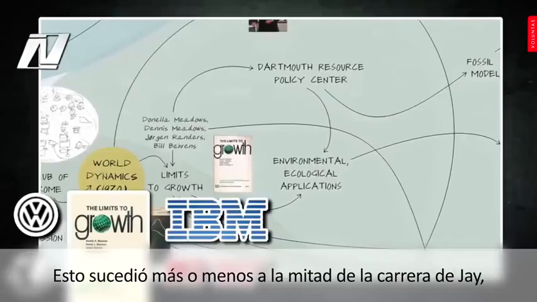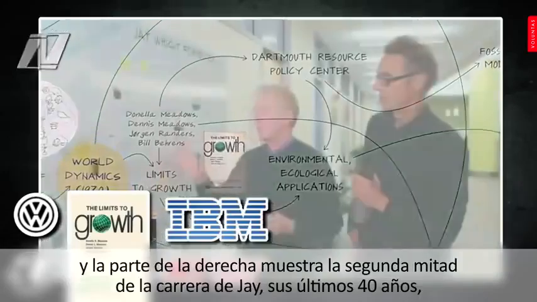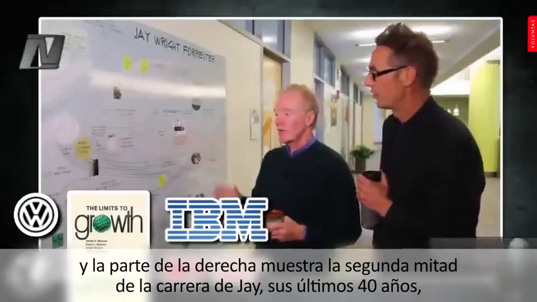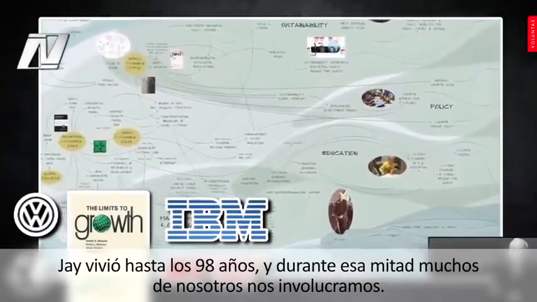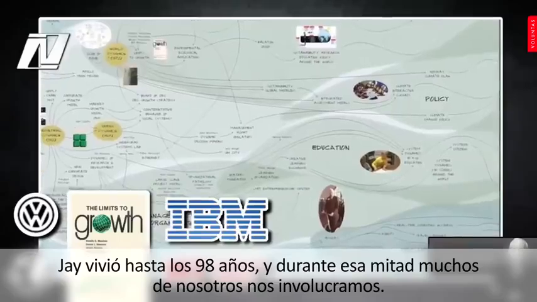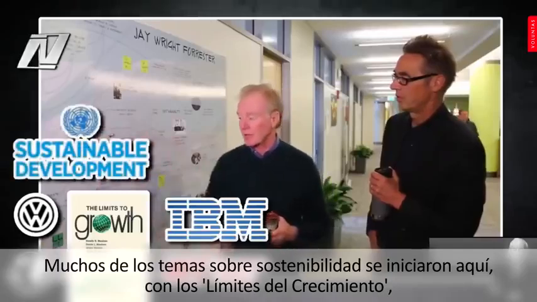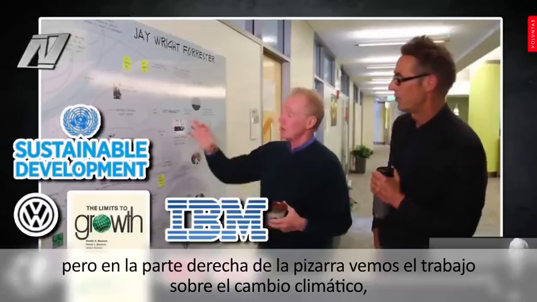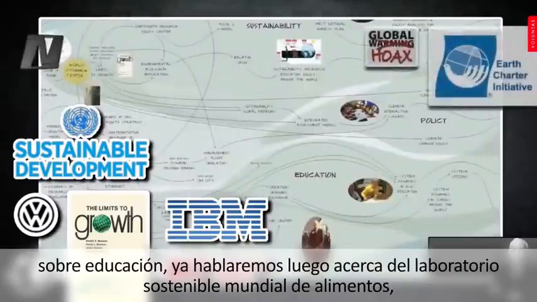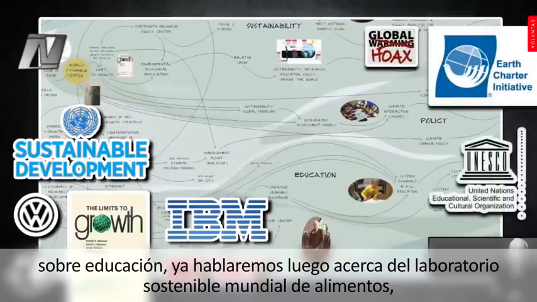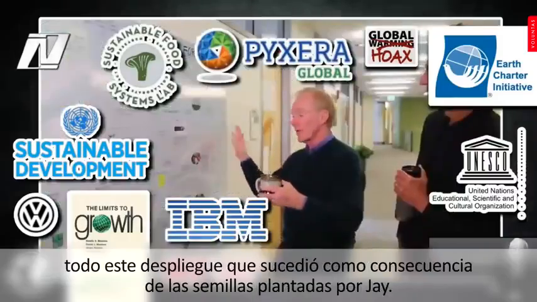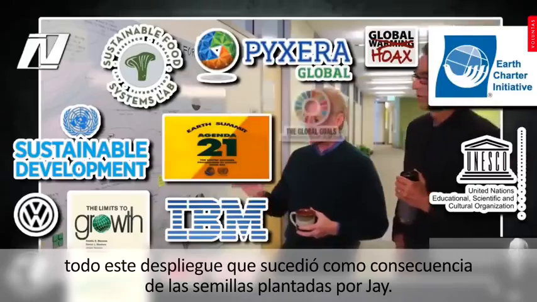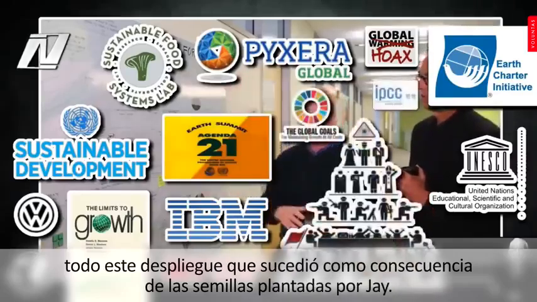That was kind of midway in Jay's career, and the right half of this really chases out the last 40 years. Jay lived to be 98 years old, where a lot of us got involved. So a lot of these sustainability issues, the seeds were planted back here with the Limits to Growth, but then on the right side of the wall, you see the work on climate change, you see the work on education. We'll talk maybe a little later about the Global Sustainable Food Laboratory, this whole unfolding that kind of occurred as a consequence of the seeds Jay had planted.